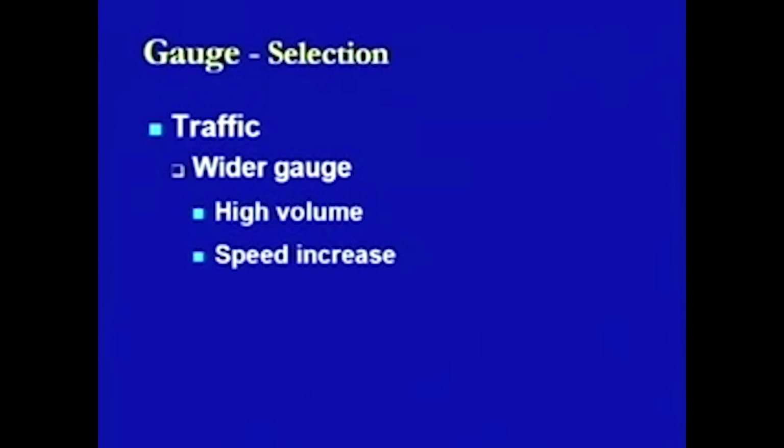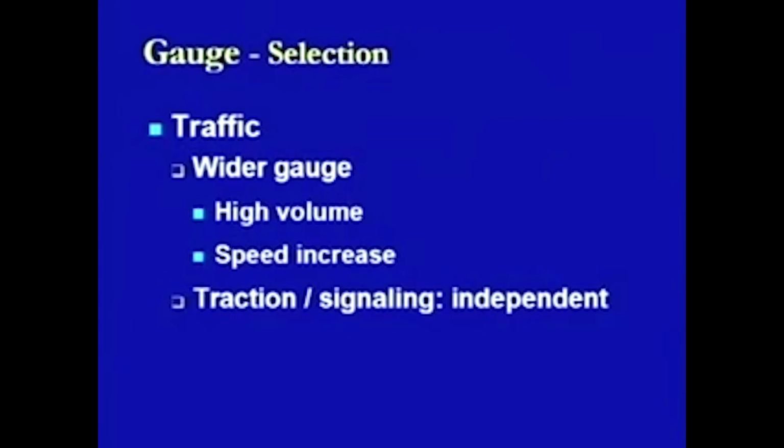Another aspect is the speed. In the case of the broad gauge, as the size or the diameter of the wheel increases, the total circumferential distance which can be moved by that wheel also increases, and therefore the speed of the vehicle will increase in the case of a higher gauge. That's why if we are interested in achieving higher speeds, we can go for broad gauges instead of the narrow gauges or the meter gauges.